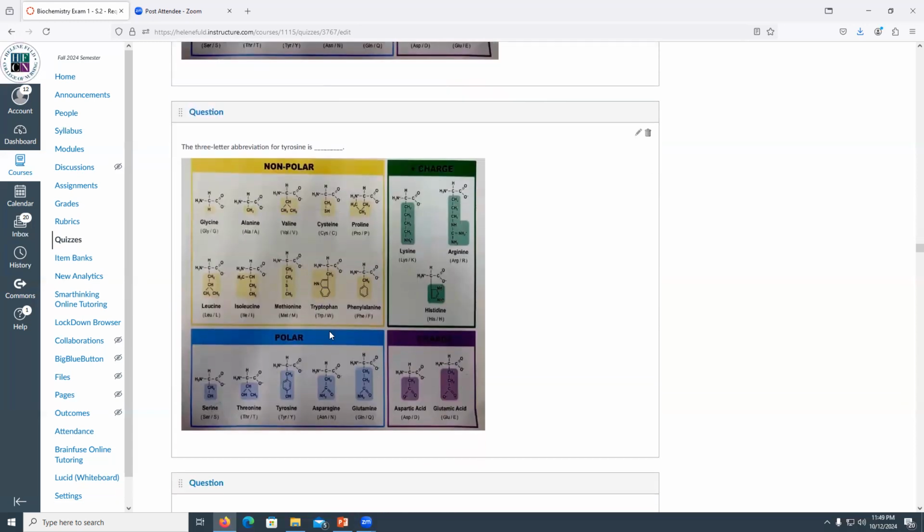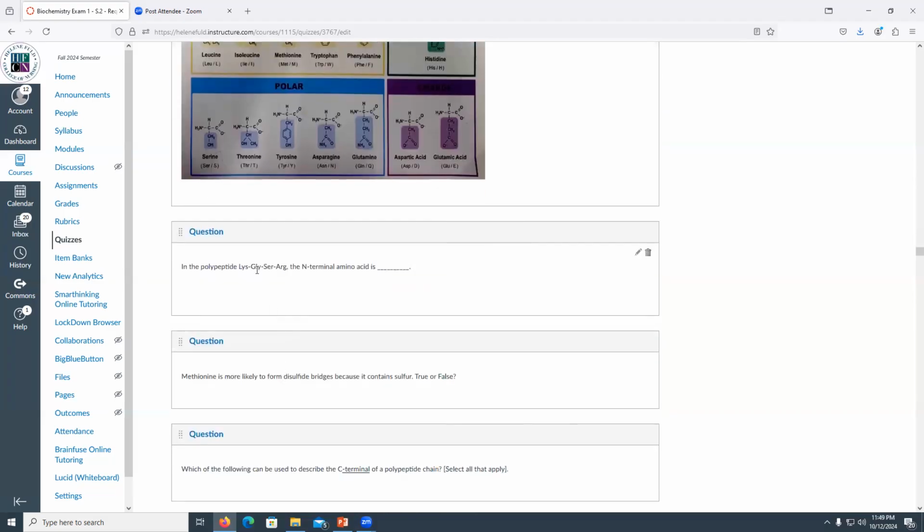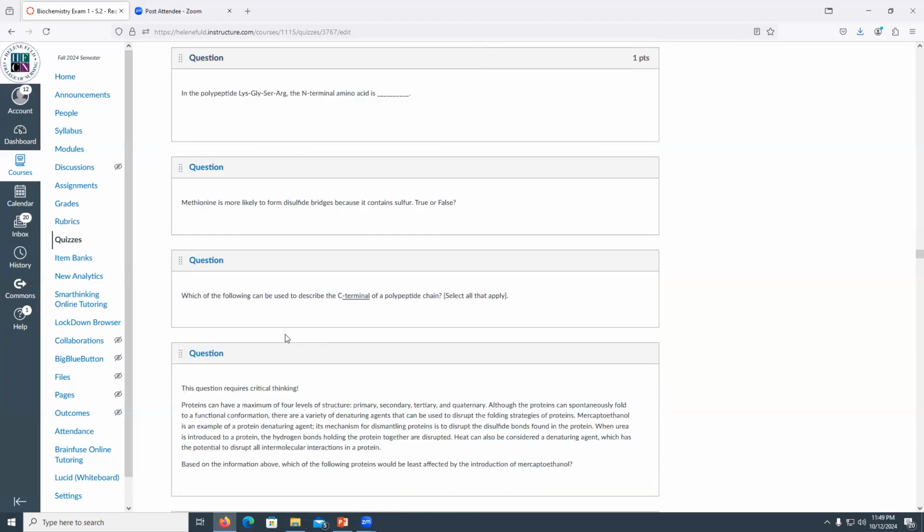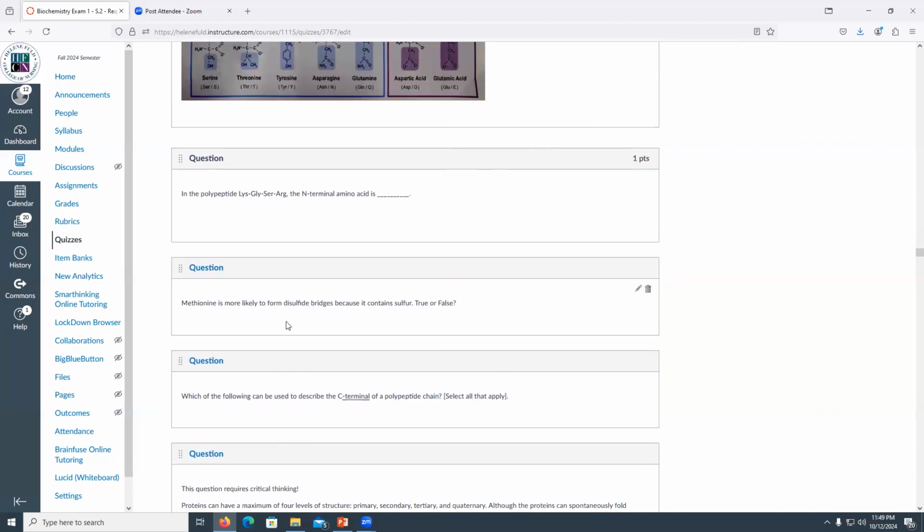The three-letter abbreviation of tyrosine doesn't get easier than that. Tyrosine has TYR. Okay, the polypeptide, lysine, glycine. So the leftmost, that's the amino terminus. The rightmost, that's the carboxylic terminal. So the amino terminal is going to be the lysine.